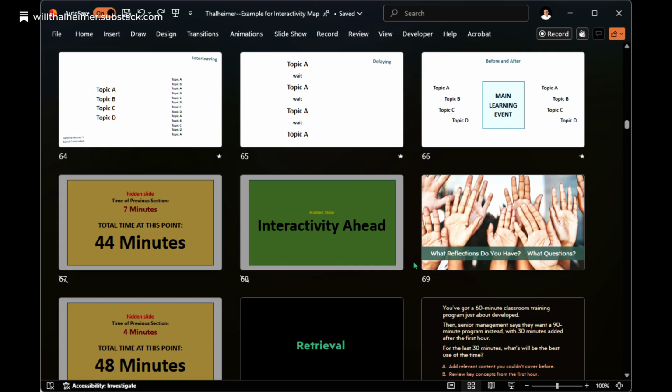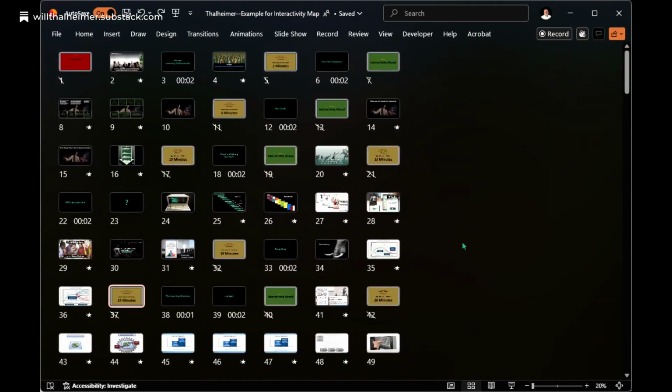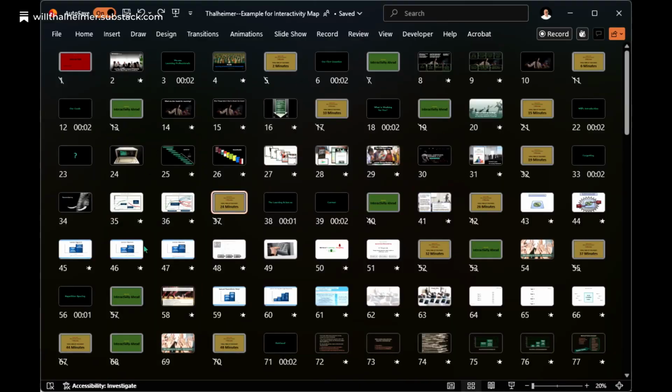So what does this enable me to do? Well, I can look at my whole presentation here. Again, I call this an interactivity map because I can see how well I'm doing. Do I have enough interactivities in there? Now, it doesn't mean that I have to have interactivity all the time. Sometimes I might need to convey a concept in some depth, but it does give me a general sense of whether my presentation has enough interactivity in it. Again, I call this an interactivity map for that reason.